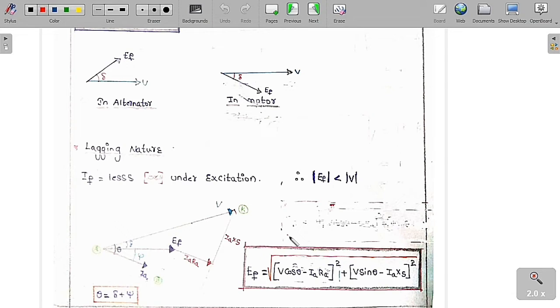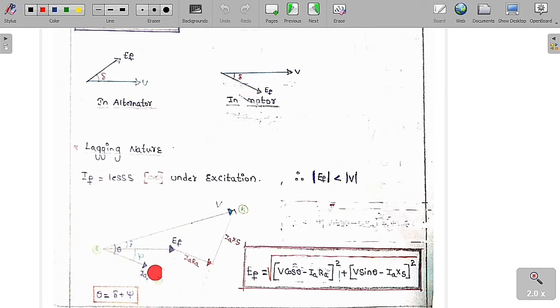Then if you go for the Pythagoras theorem, this length is EF. Now I want to use the Pythagoras theorem on this triangle, so this is the triangle I want to choose here. What is this length? This total length is V cos theta. So V cos theta minus IA into RA is this length. And this length is V sin theta minus IA into XS.